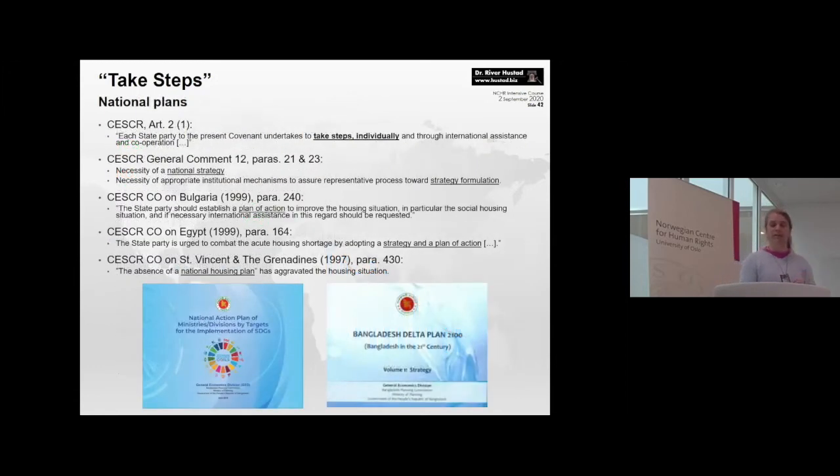Which brings us then to plans. That's part of taking steps, and probably the most important part of taking steps is creating a plan. So there have to be national plans, like education plans, economic plans, all kinds of plans, or an overarching national plan. Those are just some examples of plans.